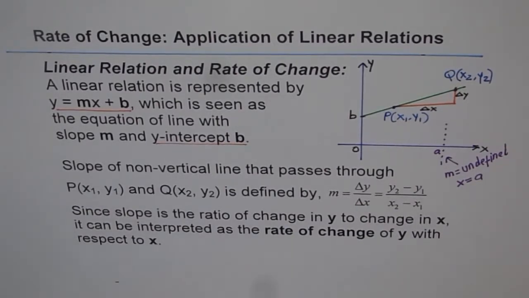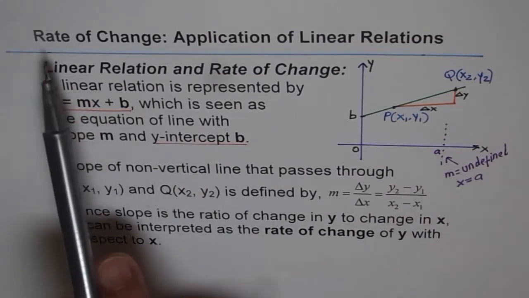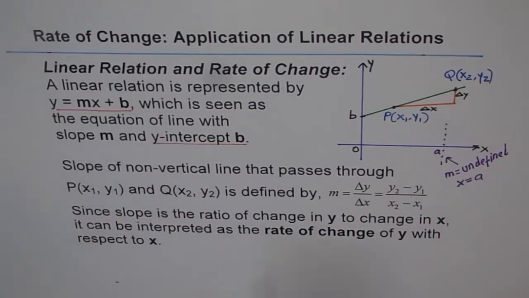And what are we getting into? We are getting into rate of change. Now, since slope is a ratio of change in y, what is slope? m, change in y to change in x. It can be interpreted as the rate of change of y with respect to x. I would like you to copy these words. Remember, understand.